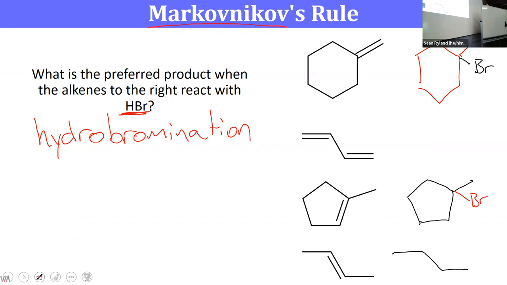Yeah. Both of the carbons are secondary carbons, right? So we're going to put the bromine on either of these two carbons. And since both of those carbons are identical, it doesn't really matter which one we pick.